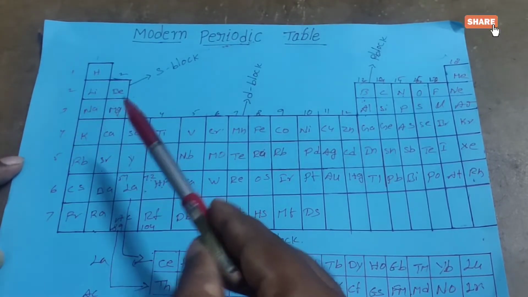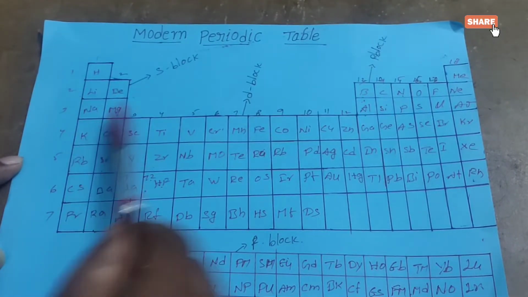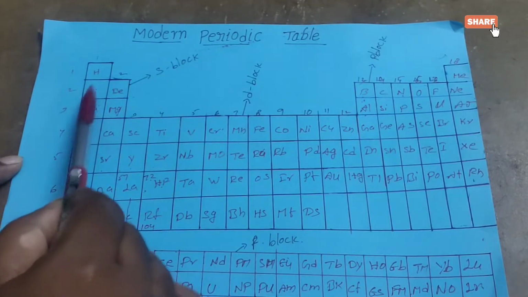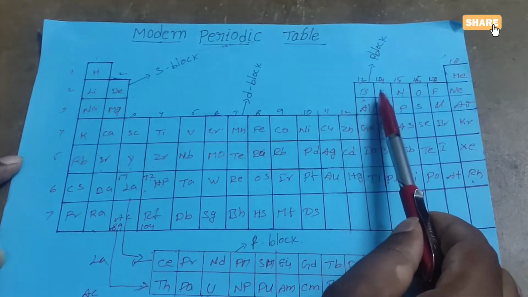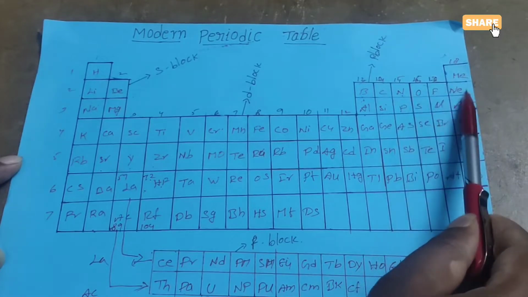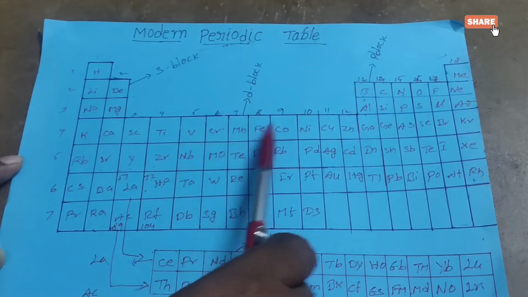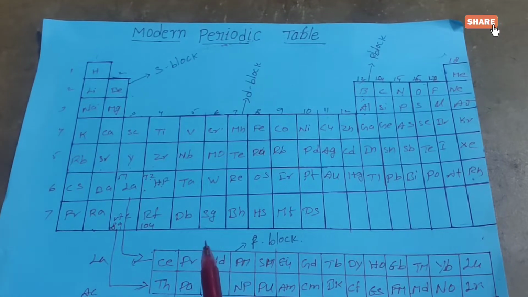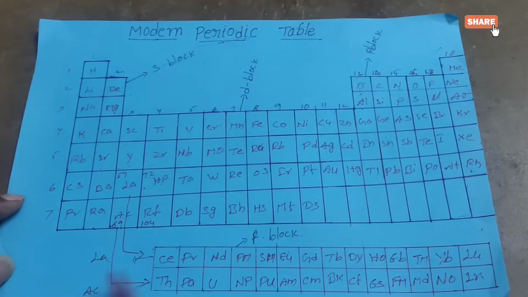Now the entire periodic table is classified into 4 blocks, that is the S block, P block, D block and F block elements. The first group and second group are the S block elements, and 13, 14, 15, 16, 17, 18 are the P block elements, and 3, 4, 5, 6, 7, 8, 9, 10, 11, 12 are the D block elements. F block elements are located separately at the bottom of the periodic table, and they are divided into two types: the lanthanides and actinides.